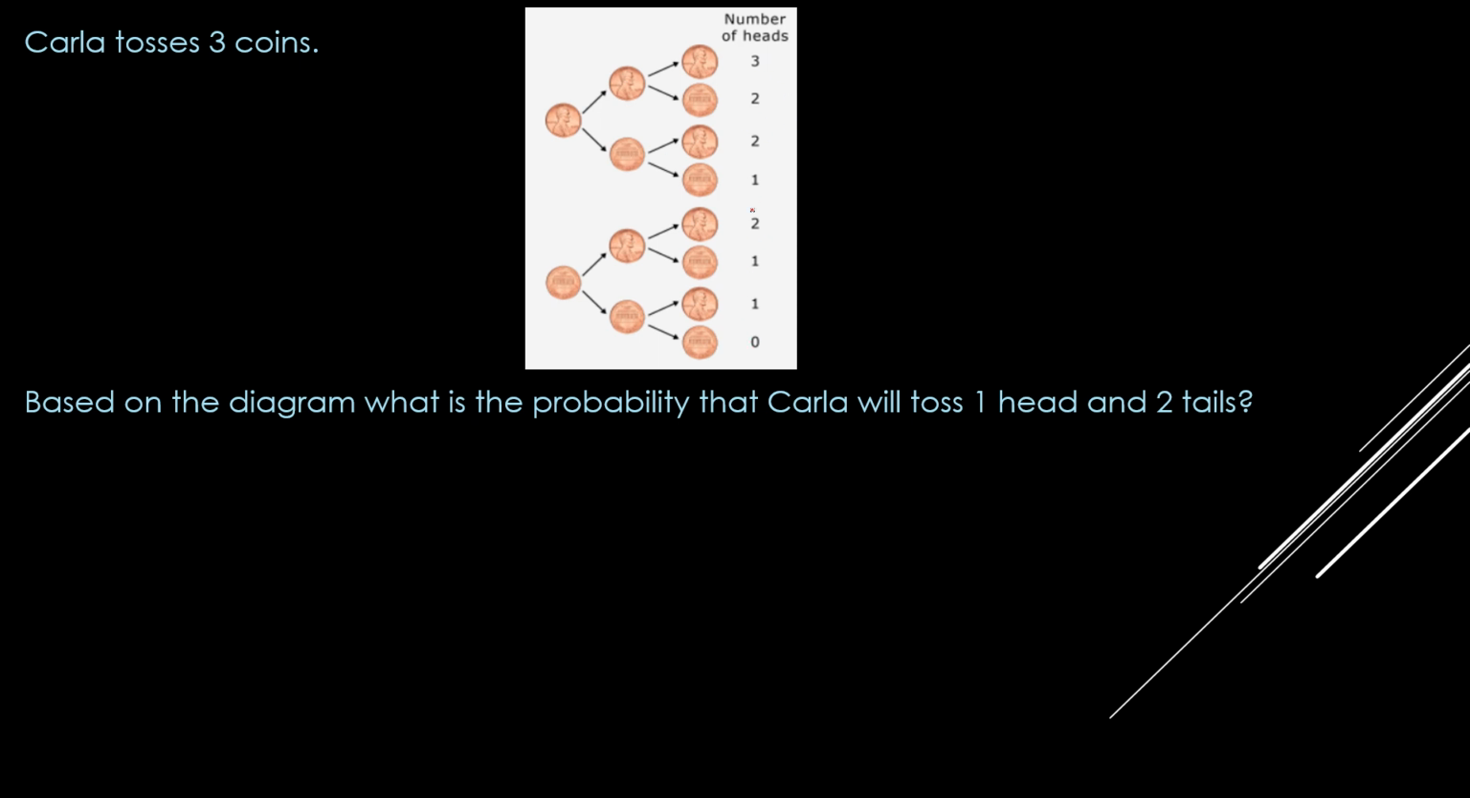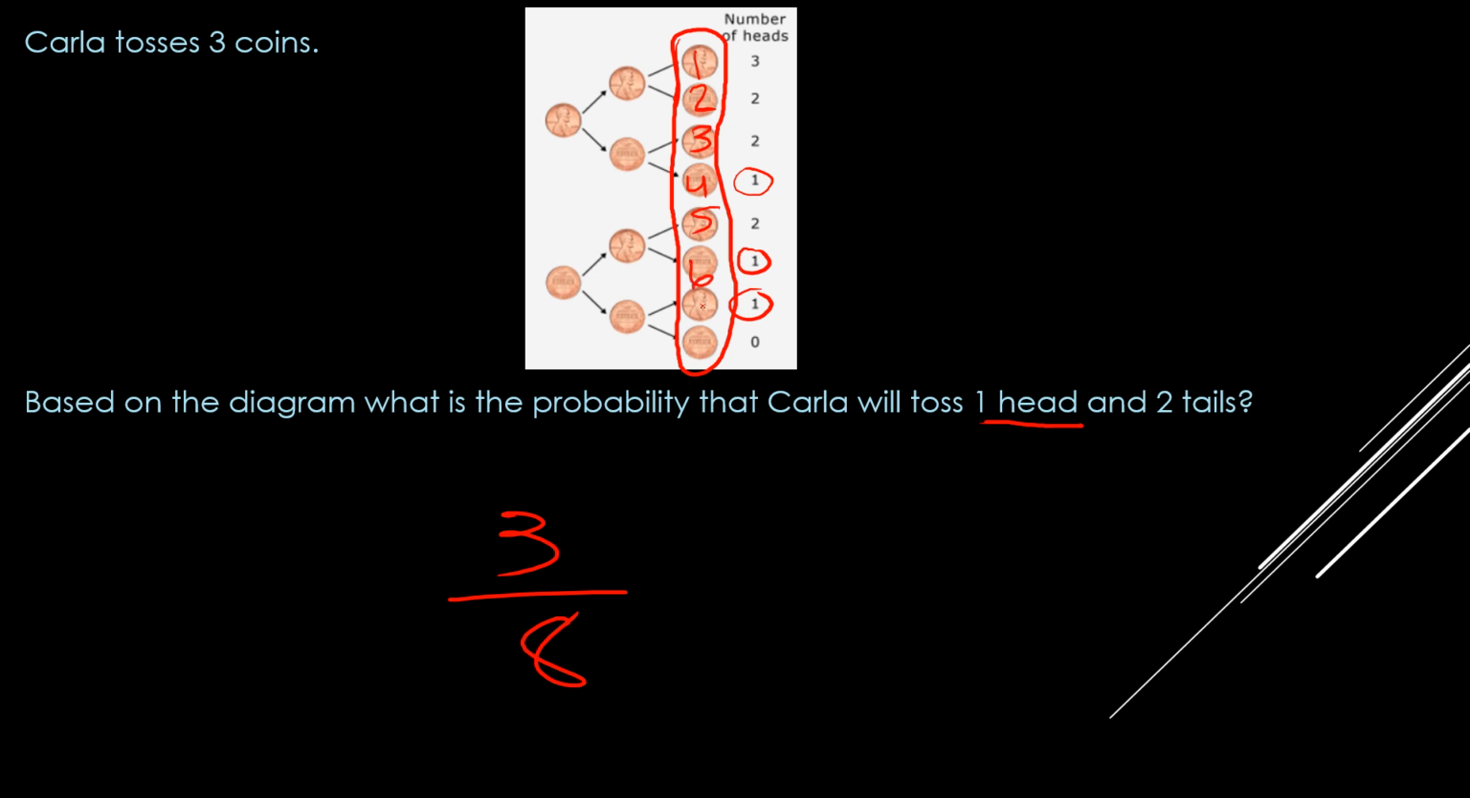And on this very last column here, it tells you the number of heads that we have in each of the branches. So if I want her to toss 1 head, well, here's 1 head, 1 head, and 1 head. So she gets 1 head 3 times out of 8 total, right? If I were to go down this very last branch and count how many total coins I have here, I would have 1, 2, 3, 4, 5, 6, 7, 8. So that is where I get that 8 in the bottom. So 3 over 8 would be my final answer here.